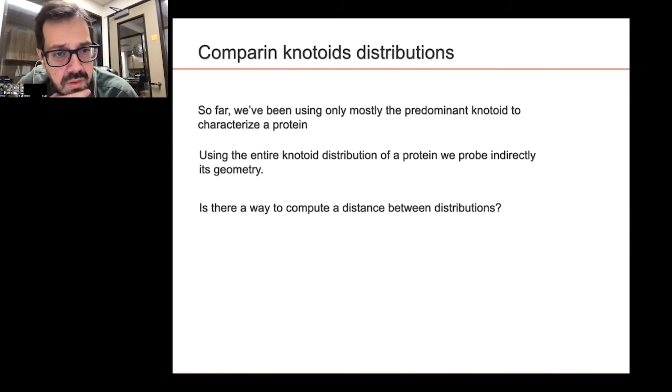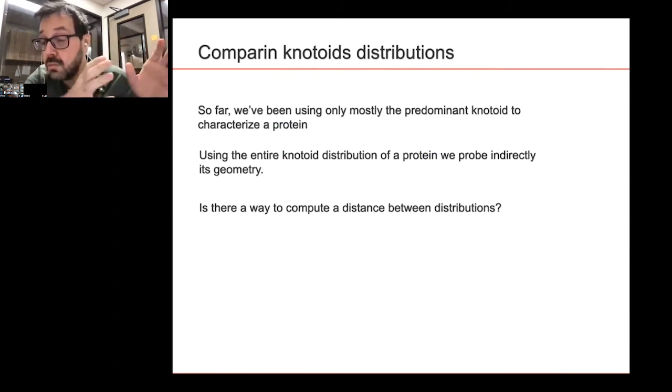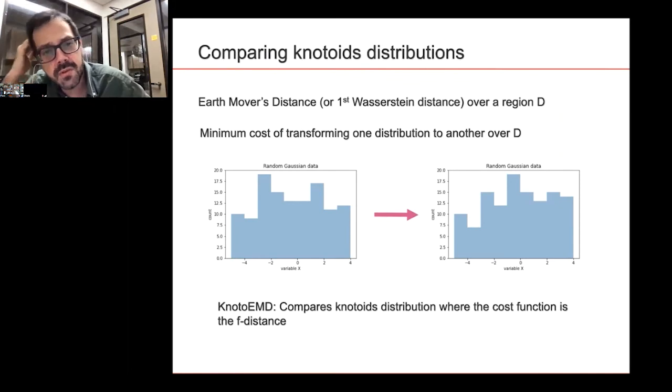But so far, we've been using only the predominant knot type of a protein to characterize them. And the question is, can we use the entire distribution and somehow probe indirectly the geometry? And is there a way to compute a distance between those distributions? I mean, if we have a Knotoid distribution for one protein, and a Knotoid distribution for another, is there a way to say they are that far apart? And the answer comes from the Earth mover's distance, or the first Wasserstein distance, over a region D. And this is a statistical measure, and also an optimization problem. But in any case, it solves our problem.